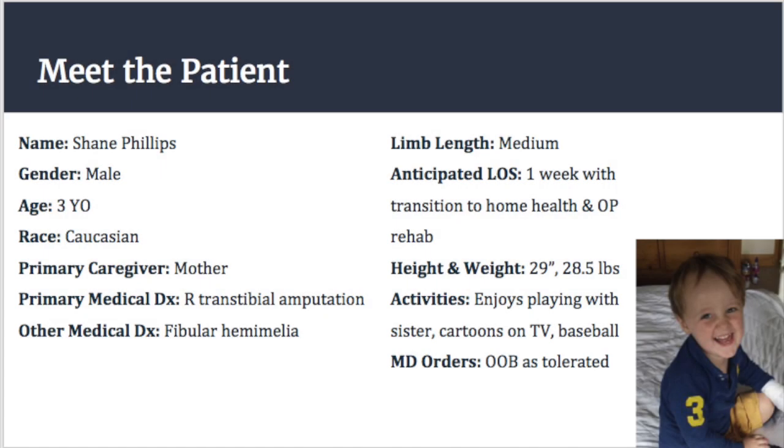Everyone, meet our patient. His name is Shane. He is a little boy who's 3 years old. His mom is his primary caregiver. He has a right transtibial amputation with an additional diagnosis of fibular hemimelia. His anticipated length of stay is 1 week with a transition to home health and outpatient rehab. His activities are he enjoys playing with his sister, cartoons on TV, and baseball. And his MD orders are out of bed as tolerated.